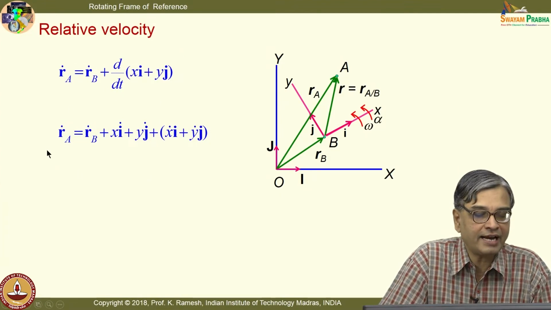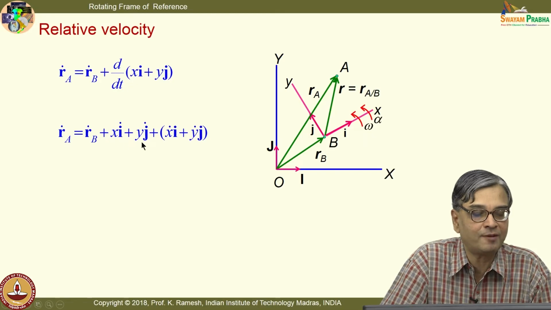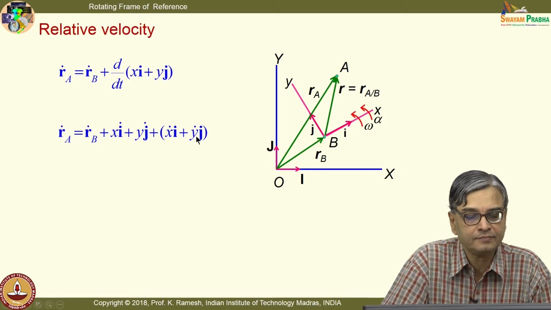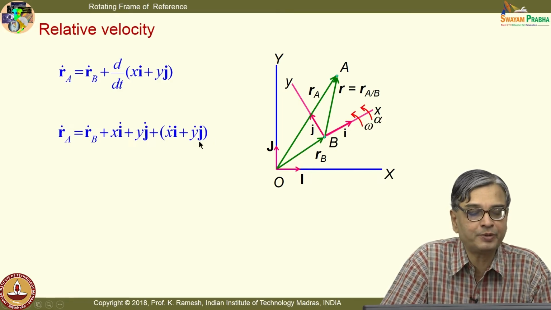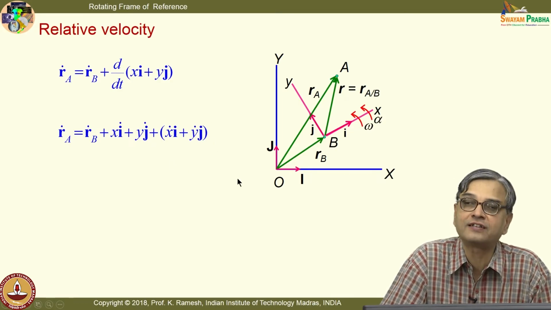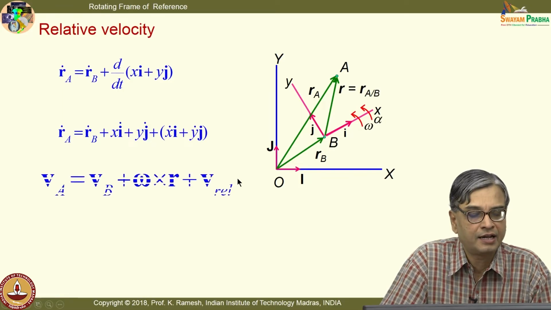And you can write this straightforward. I have this RB dot plus xi dot plus yj dot, and x dot i plus y dot j. And there are also multiple symbols people use to refer to these quantities. And we have adopted Meriam. So, he uses the terminology vrel to denote x dot i plus y dot j.